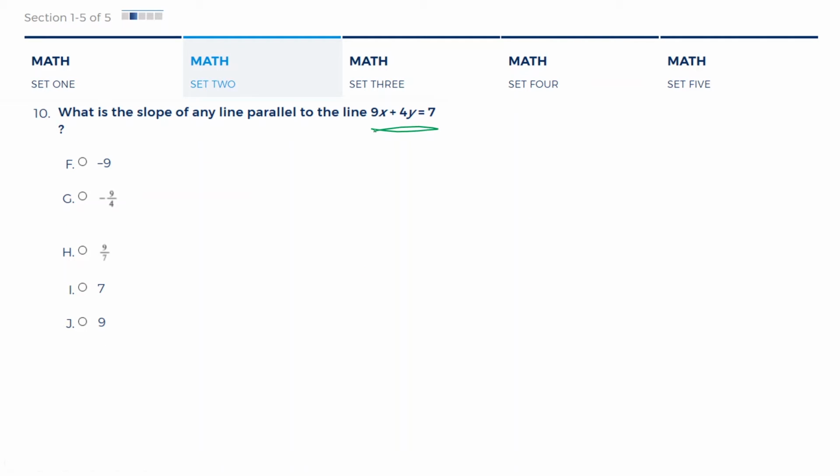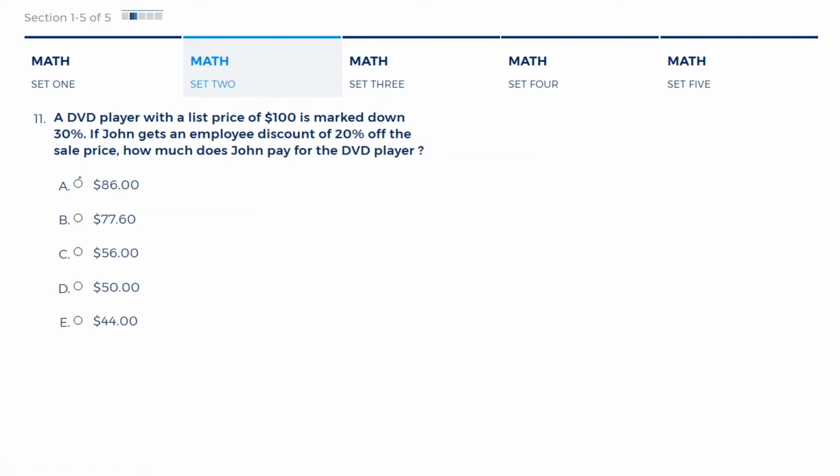Next, what is the slope of the linear equation? All right, good. So that's easy. So 4y is equal to minus 9x plus 7. So y is equal to negative 9 over 4 x, so that's the slope. G.